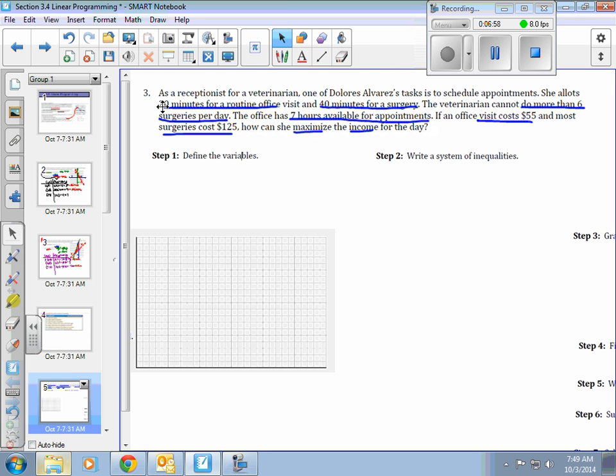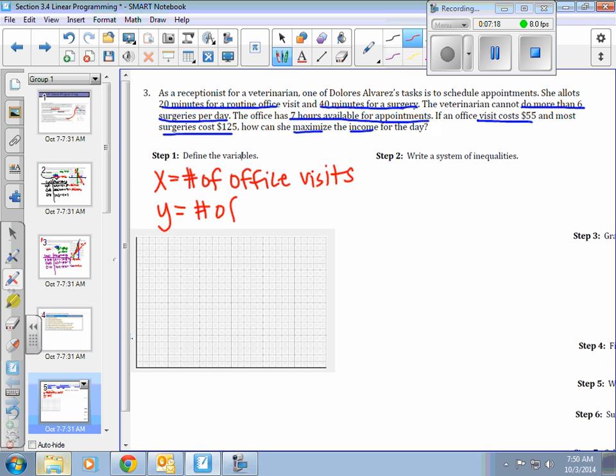Okay, so the first thing we need to do is define our variables. So I think to myself, what are the 2 things that I am talking about? Well, I am talking about office visits and surgeries. So I will let x equal the number of office visits. And then I'm going to let y equal the number of surgeries. Step 2, we need to go ahead and write a system of inequalities.